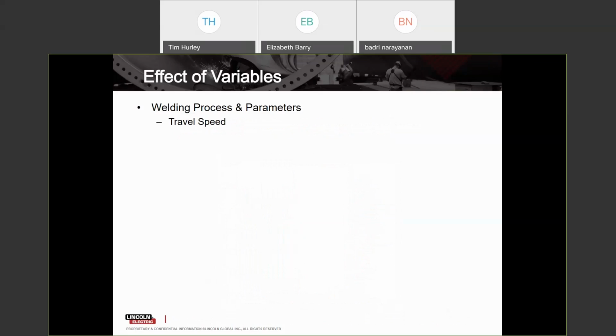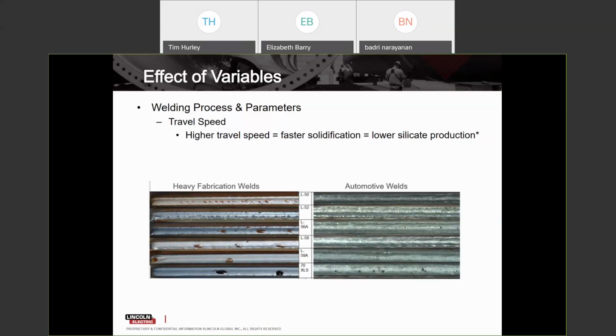Now, when it comes to welding parameters themselves, some of the key elements that we've identified as being the greatest contributors, or things that we have within our control, travel speed is one of those factors. Higher travel speed acts as a faster solidification, and with that faster solidification, you have less of that molten puddle exposed to the atmosphere or to the shielding gas, and so you have lower silicate production. You see here pictures of the same wire being used in two different applications on the same base material. The welds on the left are what we would classify as more of a heavy fabrication weld, so slower travel speed.